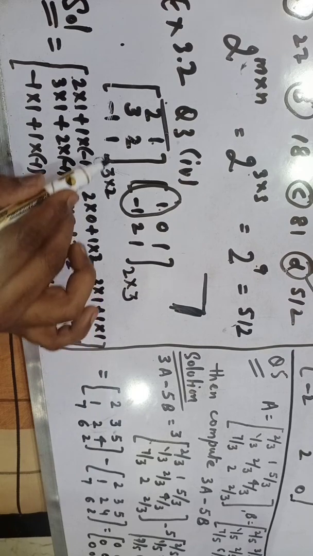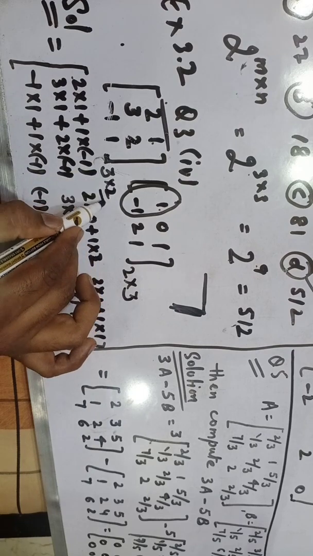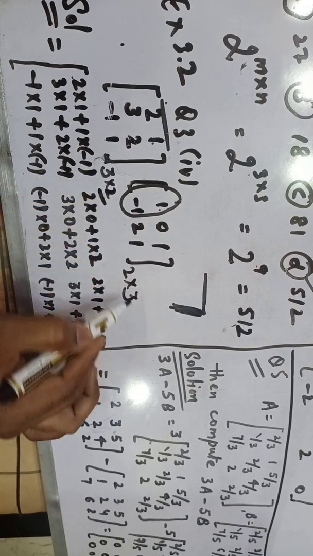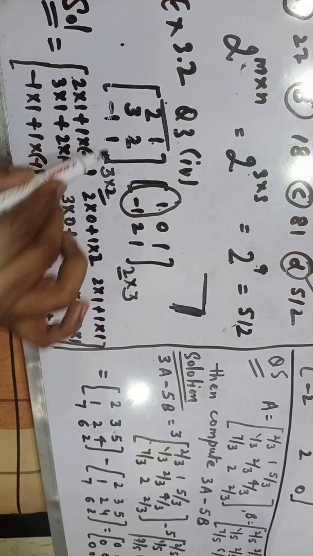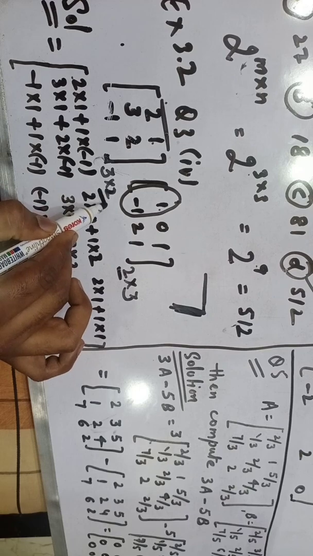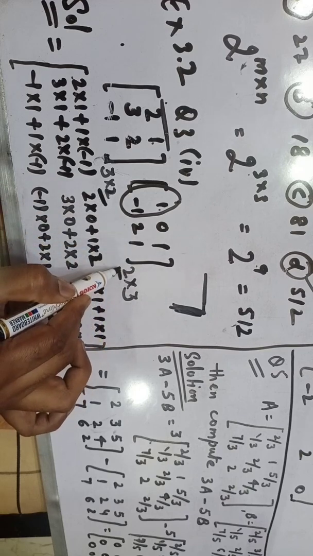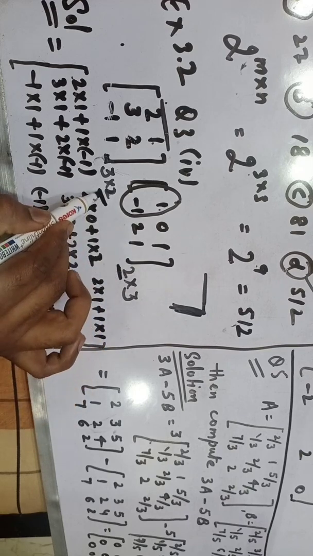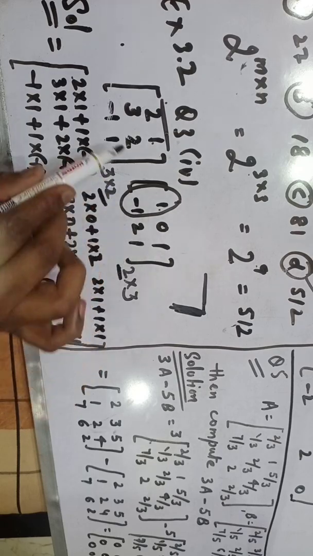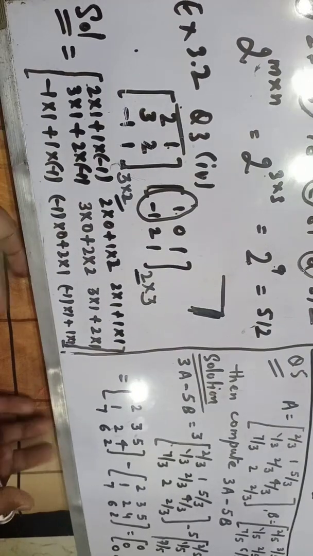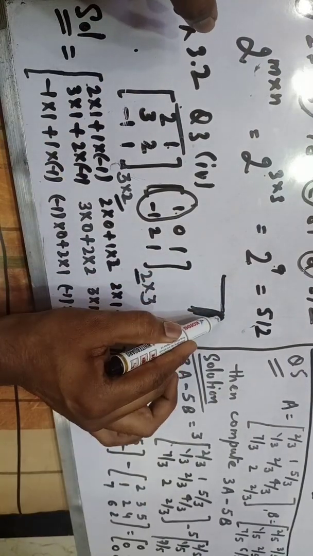So I have told you, in the first matrix the number of columns must be the same as the number of rows in the second. In the first, the number of columns, and in the second, the number of rows, should be the same. If they are the same, then you can multiply. So multiplication is possible in those two matrices. So we will multiply.